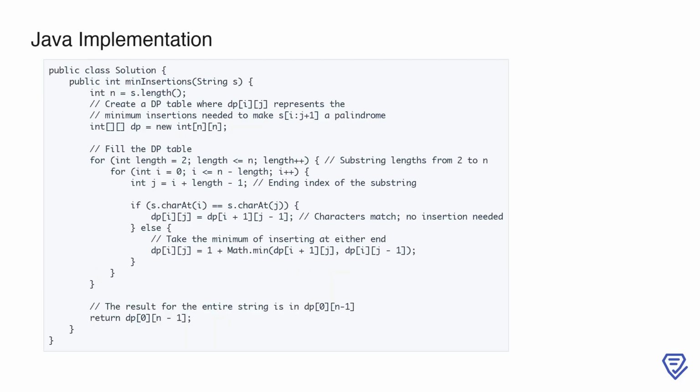This is the Java implementation of LeetCode problem number 1312, minimum insertion steps to make a string palindrome. The logic mirrors the Python solution, using dynamic programming to calculate the minimum insertions required to transform a string into a palindrome. Key differences include the use of Java's type system and arrays instead of Python lists. The dp table is represented by a 2D integer array, and the solution iterates through substrings of increasing length to fill the table. The result is obtained from dp[0][n-1], representing the entire string.